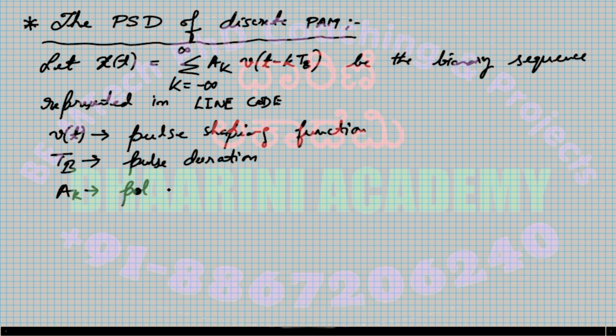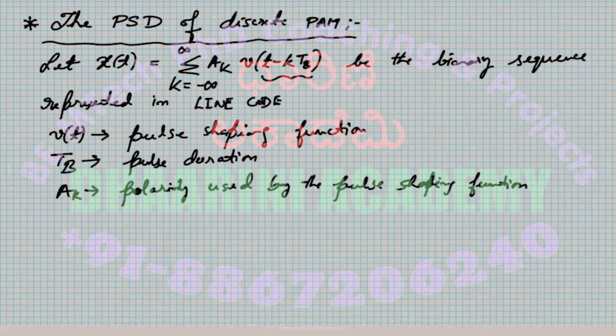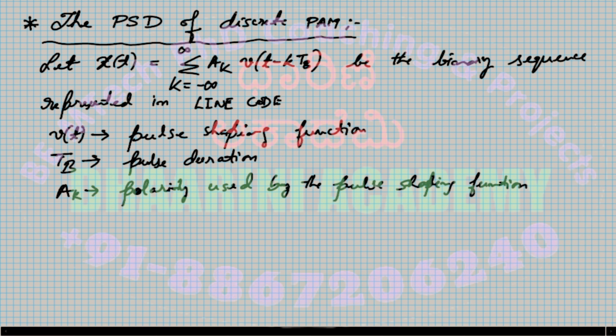I can write a_k as the polarity used by the pulse shaping function. So for example, now there is a shift. Do you know the fundamentals in the time domain? a_k is the amplitude. Generally you can call this the amplitude.